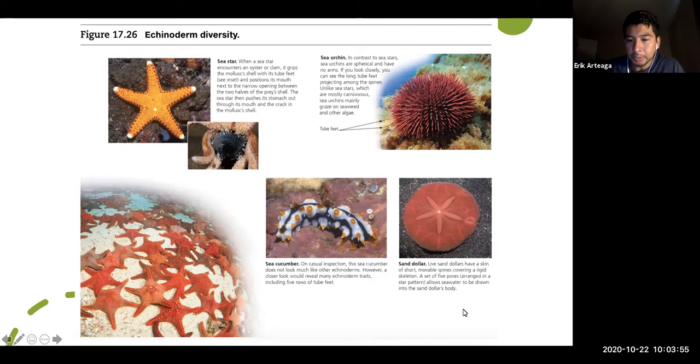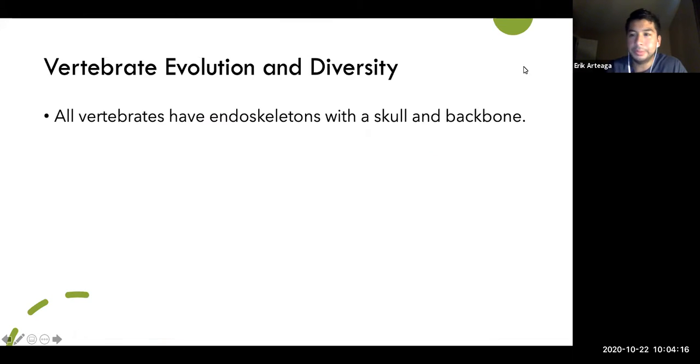Okay. Sand dollar. Live sand dollars have a skin of sorts, movable spines covering a rigid skeleton. A set of 5 pores arranged in a star pattern allows seawater to be drawn into the sand dollar's body. And again, these are more or less filter feeders like porifera. Okay. All right, vertebrate evolution diversity.